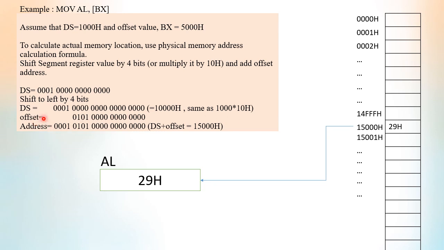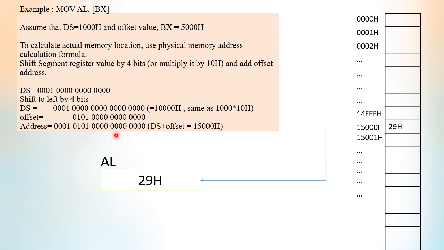Now the offset value is the BX value, that is 5000H. Write the offset value in binary format. So 5 is 0101, then 0000, 0000, 0000. Now add these two values. We will get 0001, 0101, 0000, 0000, 0000. That is equivalent to 15000H in hexadecimal format. So this is how the physical address is calculated.